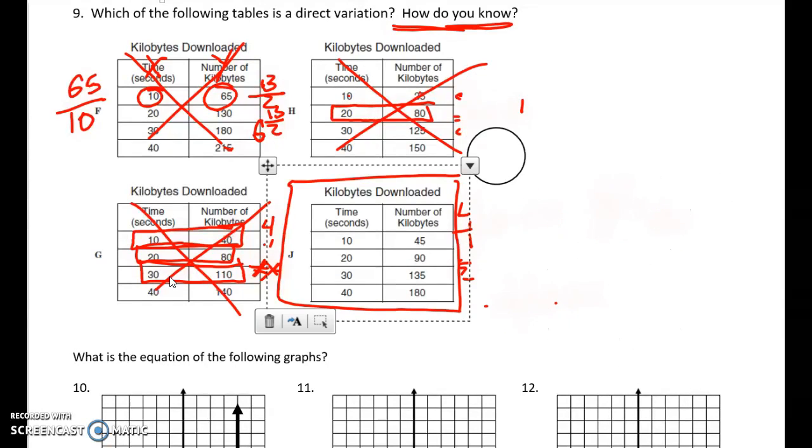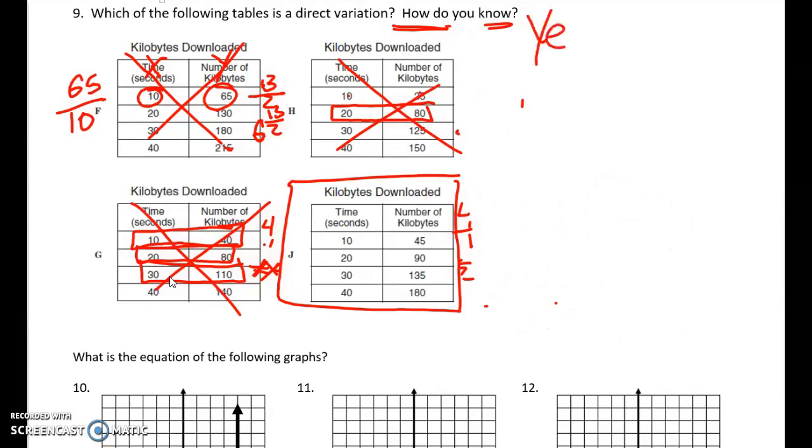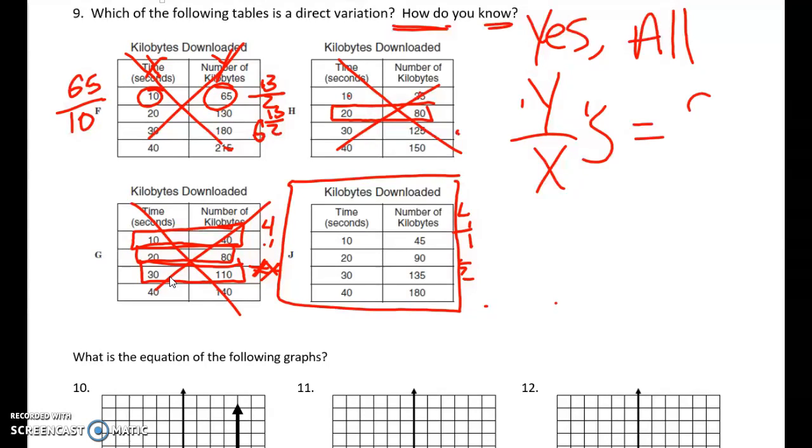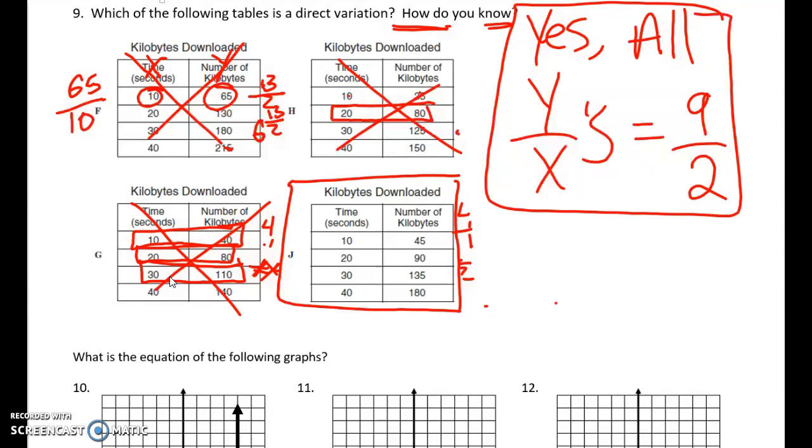So my answer is going to be yes. All y over x's equal 9 over 2. You could also say all the k's are the same. There's a couple different ways you could word that. All y over x's are 9 over 2 is what I said. I'm abbreviating a little bit, but you get the idea.